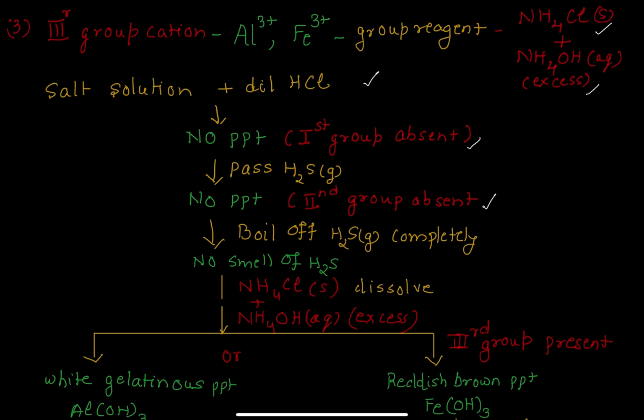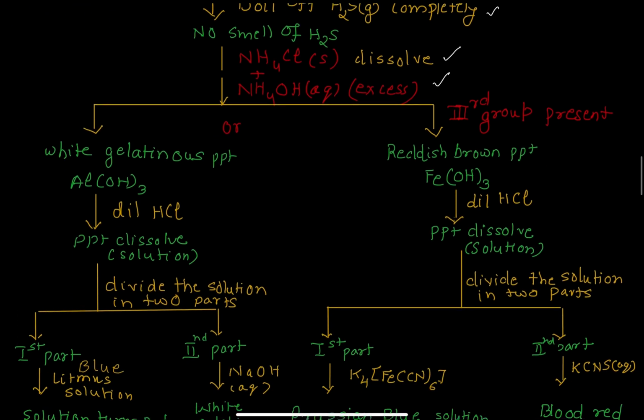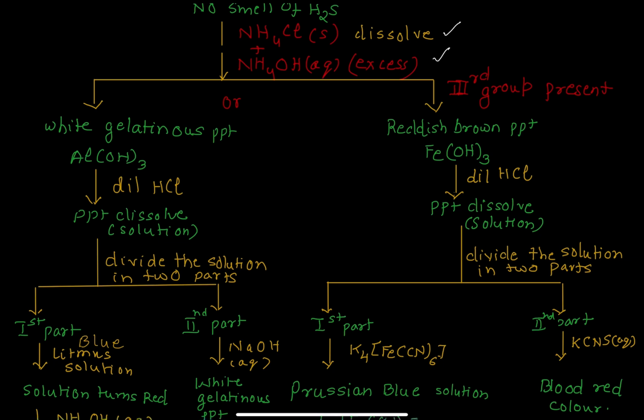Now, before proceeding to the third group, you have to boil off the H2S gas completely, or prepare a fresh aqueous solution of a salt. Boil off the H2S gas till no smell of H2S is obtained from the solution. Then add ammonium chloride solid, dissolve it completely, and then add excess of ammonium hydroxide solution into it. If a gelatinous white precipitate or reddish brown precipitate is obtained, it confirms the presence of third group cation.